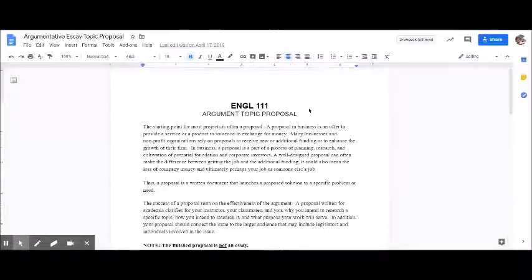Let's take a look at the topic proposal for the argumentative or persuasive paper. Again, persuasion and argument, they are the same. Those words are basically interchangeable. So when we say the argumentative paper or the persuasive paper, we're basically talking the same thing.